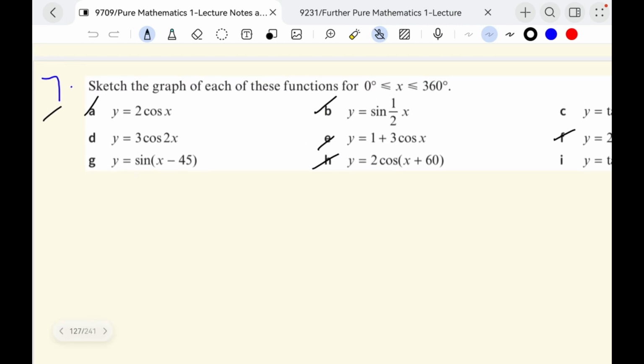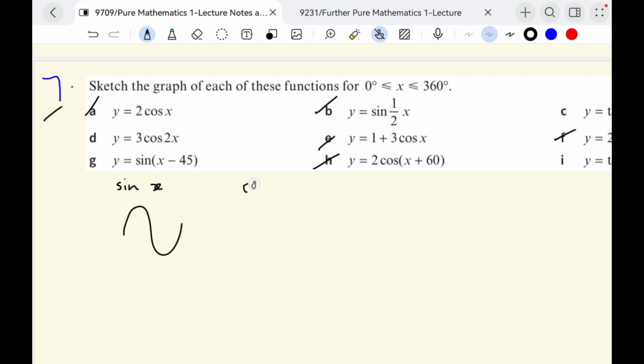Before we dive into this question, I need you to know the pattern of the sine, cos, and tangent graphs. For the standard trigonometric graphs, let's take 0 to 360 degrees as the standard interval. The sine graph must look like this. What about the cos graph? It goes from up to down and then upwards. What about the tangent?